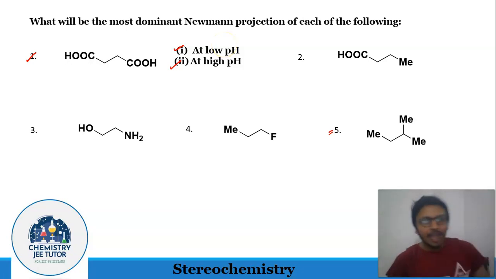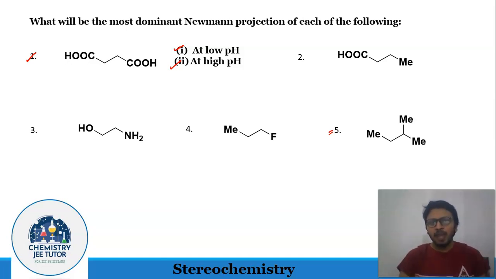So as I said, the acid has an OH group, so it should help in hydrogen bonding. And when hydrogen bonding is possible, which conformation will be more stable? The gauche conformation. And when hydrogen bonding will not be possible, the anti-conformation will be more stable. So as I said, two COOH groups are there, so hydrogen bonding will be possible.